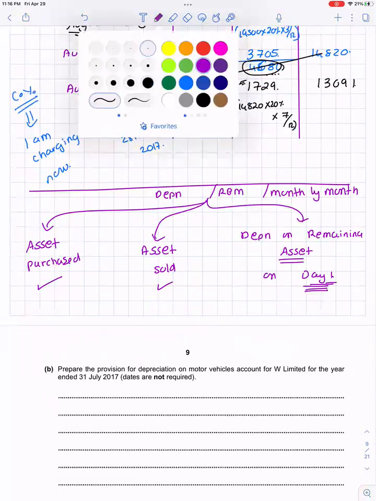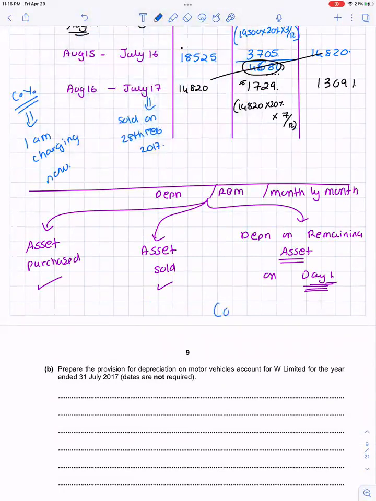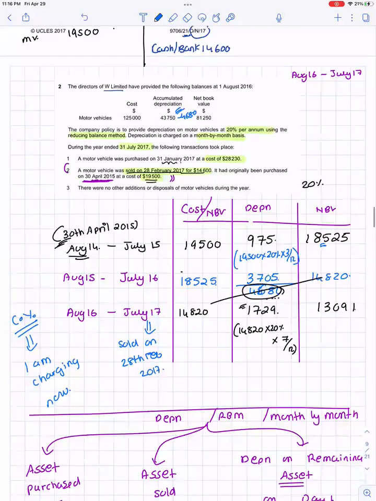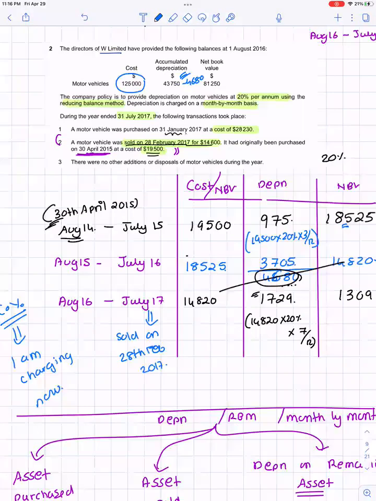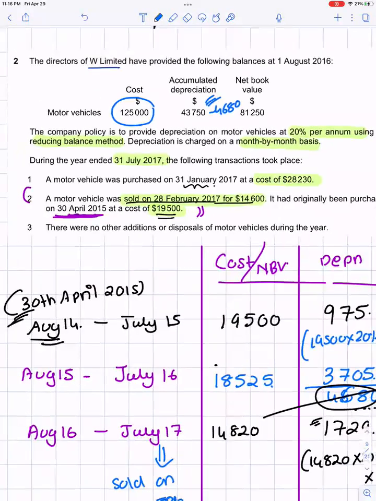Let's see. So, show your cost minus cost, because I have to chart depreciation at the book. What is the cost of total assets? 125,000?